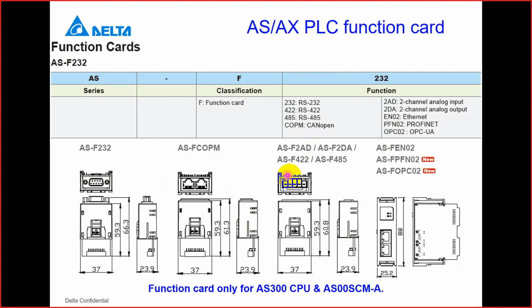And then will be the function card. Function card, I think already talked several times that we have RS-232, 422, 485, then CANopen, Ethernet IP, Profinet slave, and OPC UA.